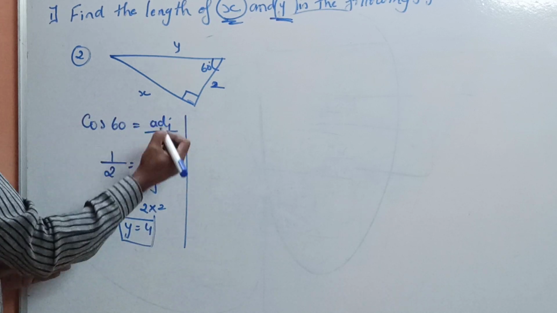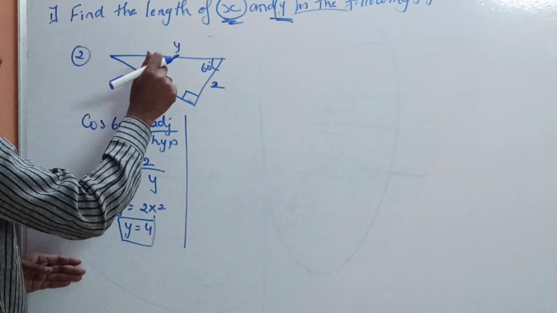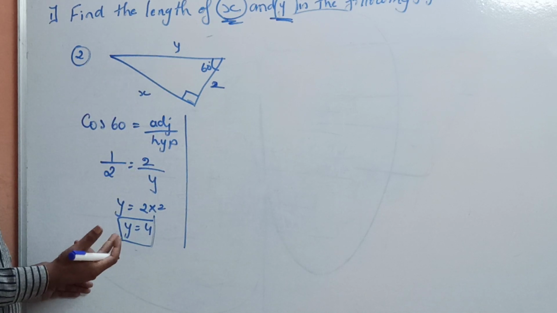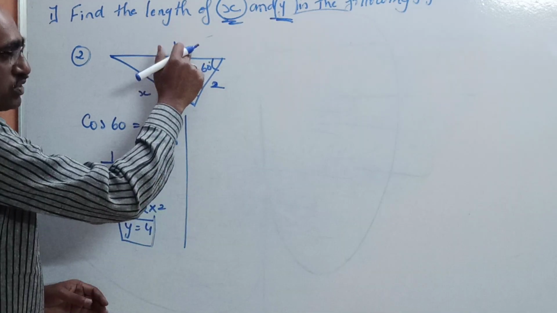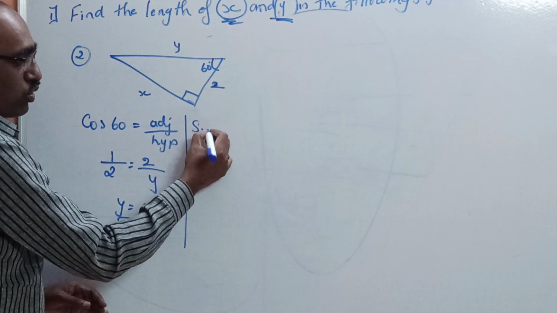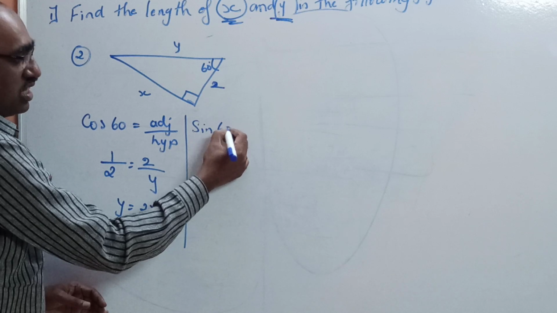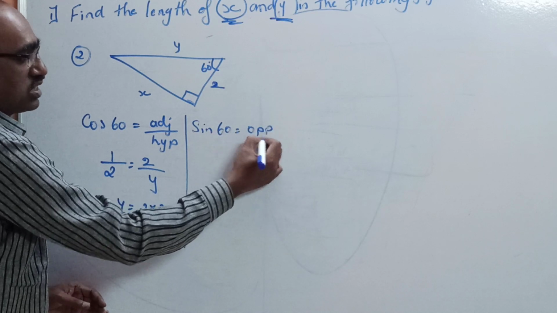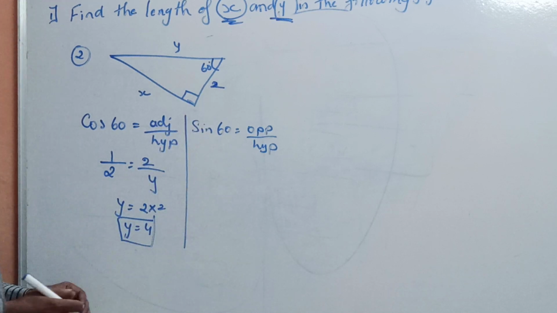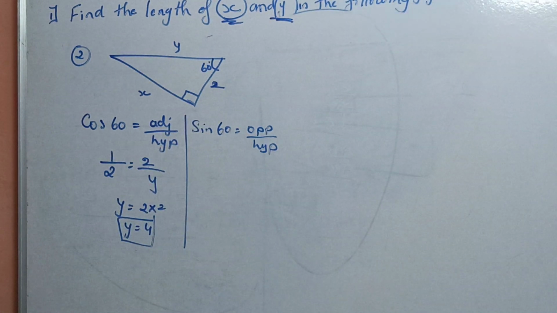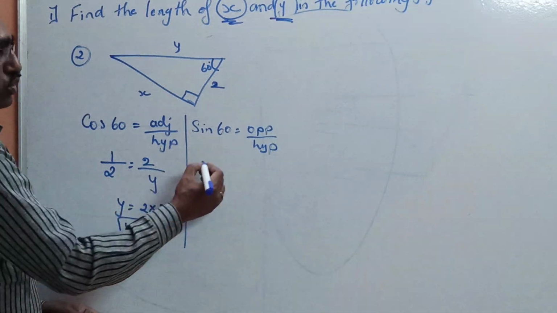Next. What is the next? I want to find out the value for x. X is what? Opposite side upon hypotenuse. We have got the hypotenuse value as 4. So sine 60 is equals to opposite side upon hypotenuse. What is sine 60 value? Value for sine 60 is nothing but root 3 upon 2.